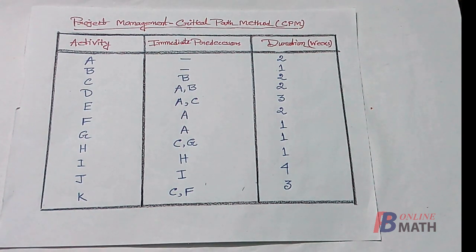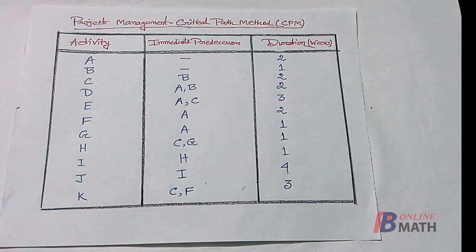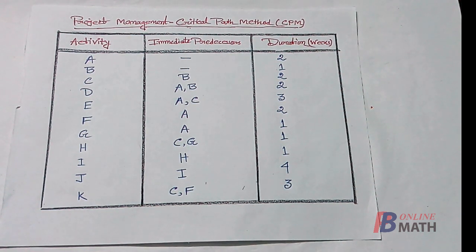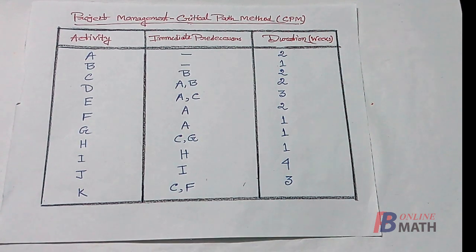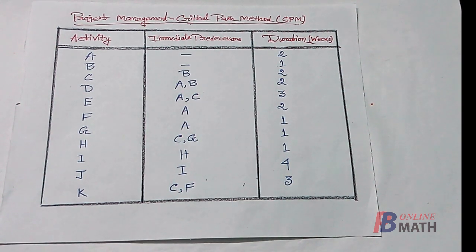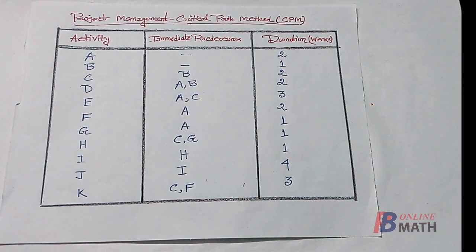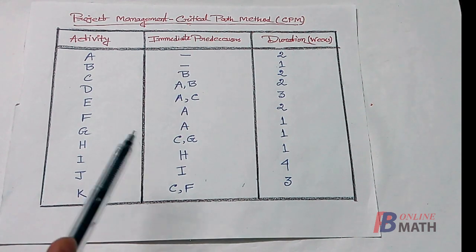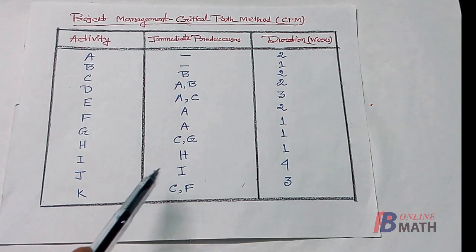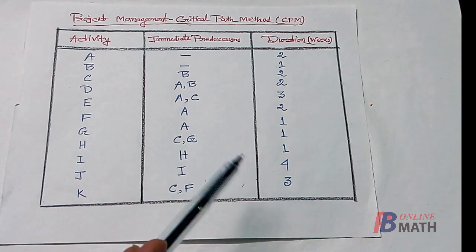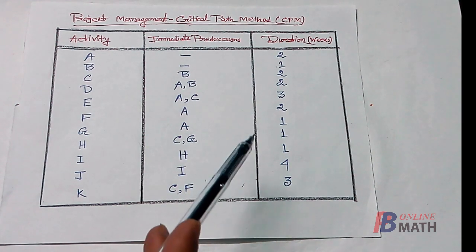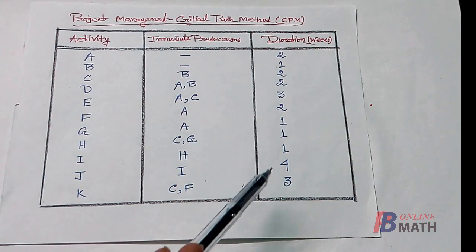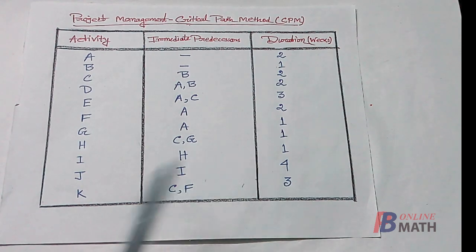Hello everyone, we are going to discuss the critical path method, or in short CPM, in project management. Let us consider a project which has several activities A, B, C up to K, and these are the immediate predecessors, and the time duration required to complete the activities is given in the last part of this table, and the durations are in weeks.